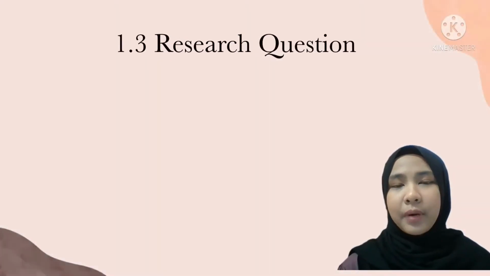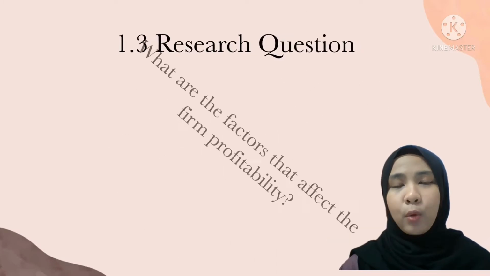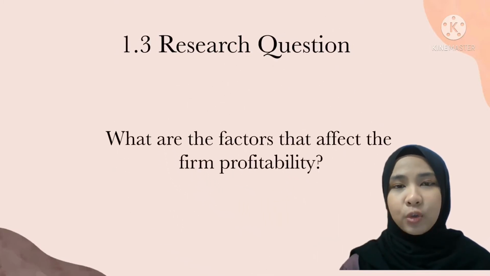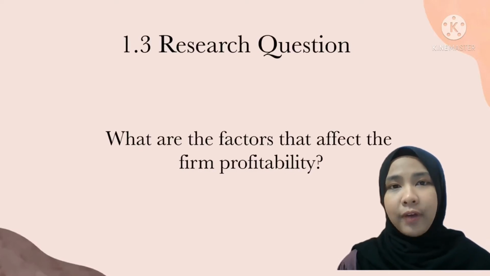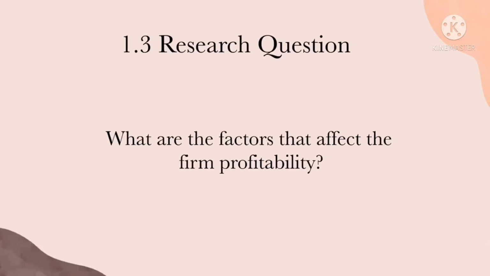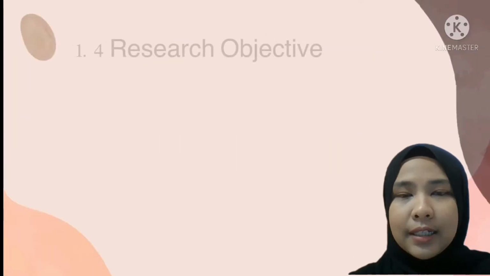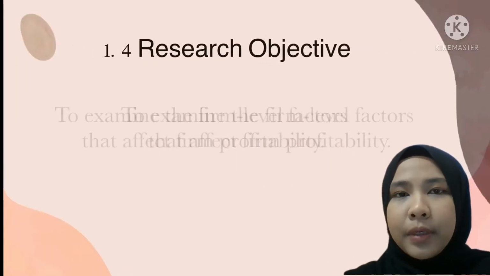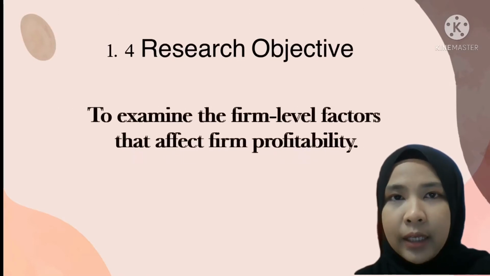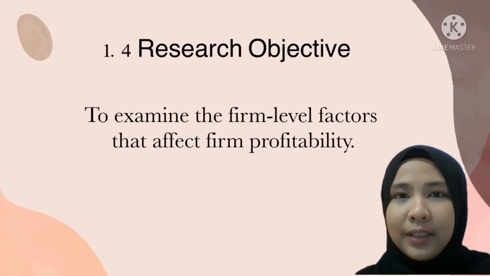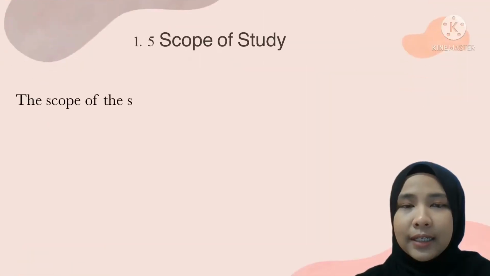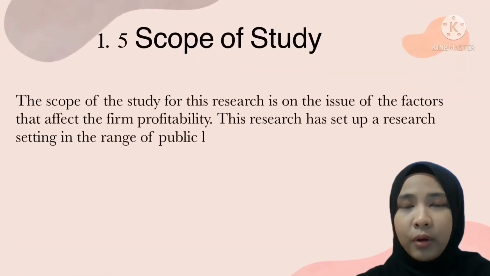The next part in this research paper is 1.3, which is research question. So the research question in this research paper is, what are the factors that affect the firm profitability? The next one is research objective. This paper's objective is to examine the firm level factors that affect the firm profitability. Now let's see the next point, which is the scope of the study.